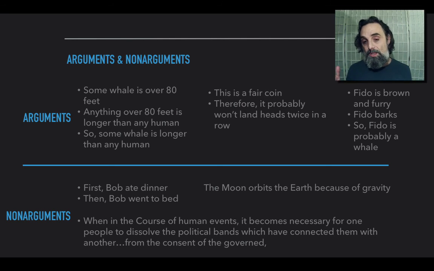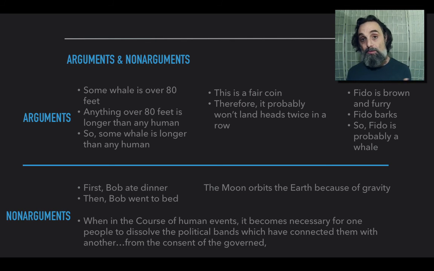We say the moon orbits the earth because of gravity. So here we have an explanation, or at least a partial explanation, of why the moon orbits the earth, but it's not an argument that the moon orbits the earth. It's not an assertion that the moon does orbit the earth. It's saying, okay, here's a fact: the moon orbits the earth. Here's why. We already believe the moon orbits the earth, and then we get an explanation for why that belief is true, given that it is.